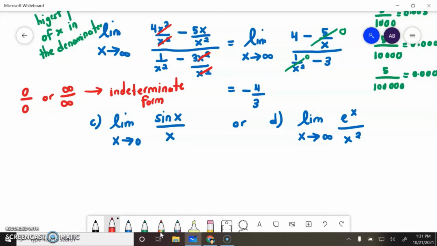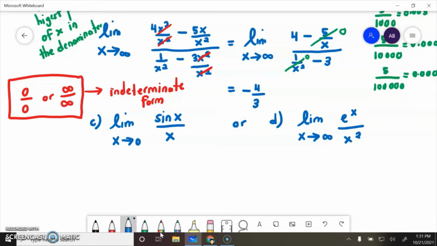Okay, so factoring will not help here, right? You cannot factor, or divide by the highest power of x squared that appears in my denominator, so I cannot do that. This one will give 0 over 0, and this one will give infinity over infinity. They are both in indeterminate form. So how can I solve this?